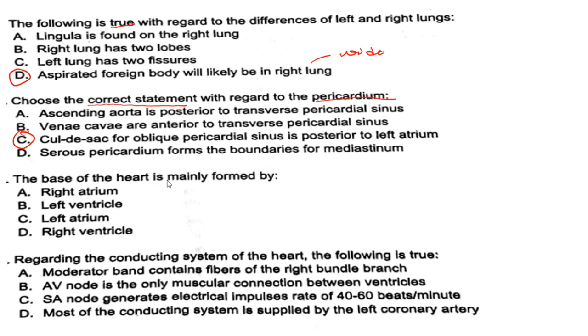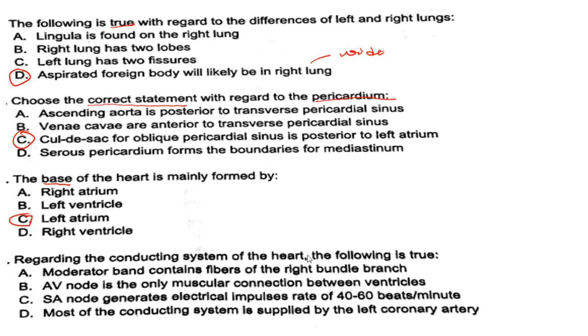The base of the heart is mainly formed by A. Right atrium, B. Left ventricle, C. Left atrium, D. Right ventricle. So we need to understand that when you talk of the base, the base is mostly formed by the right and left atrium, but the one which has much proportion is the left atrium.